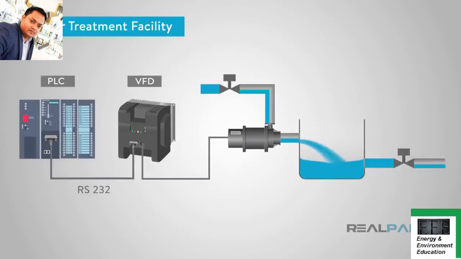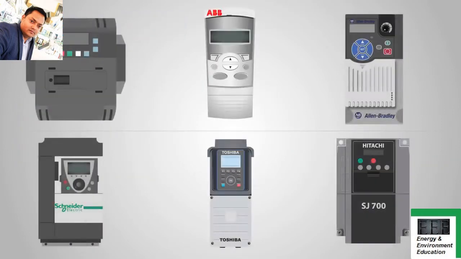VFDs are used throughout industry. A common example is to regulate water flow entering a water treatment plant. VFDs allow the operator to control the flow of the pump manually or automatically with a PLC. There are many different brands and features available. If you're looking at using a VFD, just be sure to do your research.